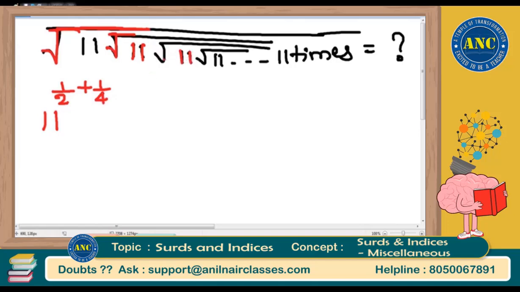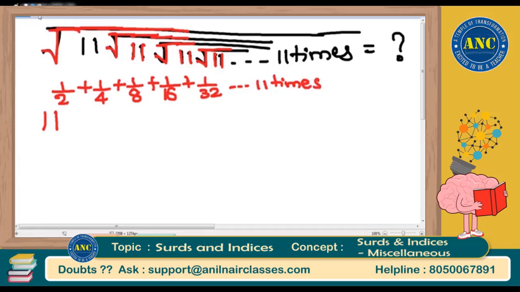For this 11, 3 roots are there. That means 1 by 2, 1 by 2, 1 by 2 is 1 by 8. This 1 by 8 will be added in the power. For this 11, 4 roots are there. So it is 1 by 2, 1 by 2, 1 by 2, 1 by 2, it is 1 by 16. That will be added in the power. Next it will be 1 by 32. Like that the same thing keeps continuing 11 times, right? Now I should add all the things which are there in the power.